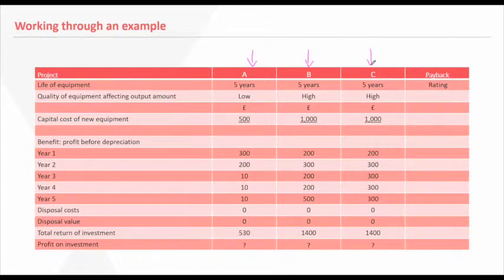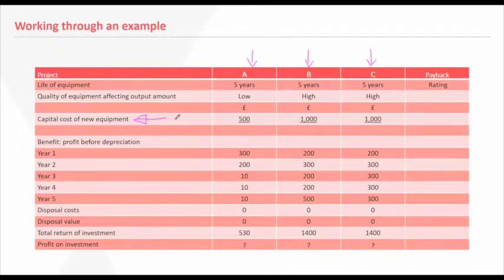And we're given a whole lot of information about these projects. And this is what the engineering department or the manufacturing department or somebody with a technical expertise would sort of go away and gather all of this information together. In this instance, we're assuming that we're going to buy a new piece of equipment, and there is a cost to that equipment, and we refer to that as the capital cost of the new equipment.